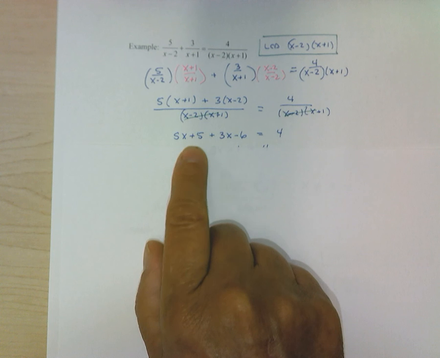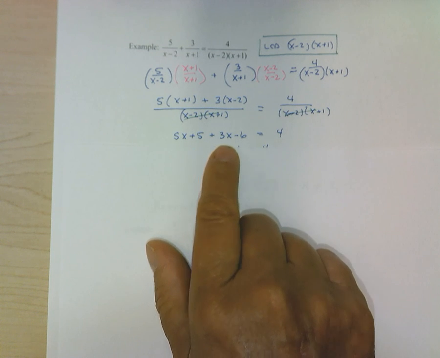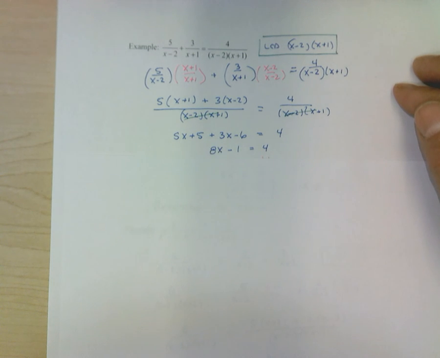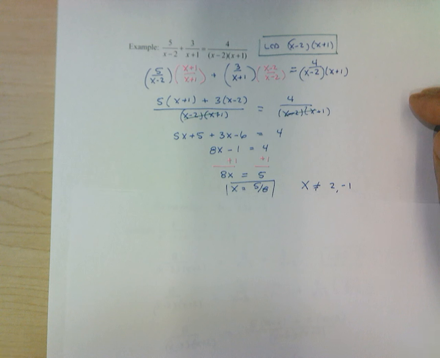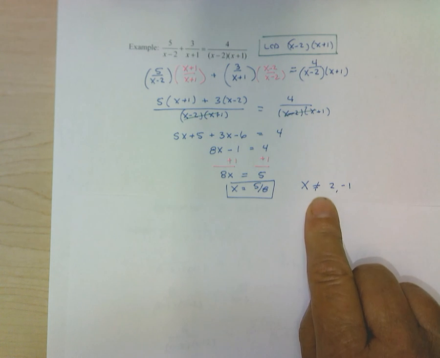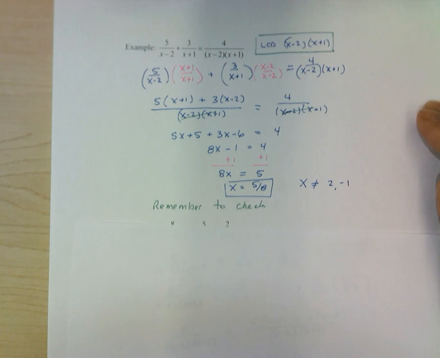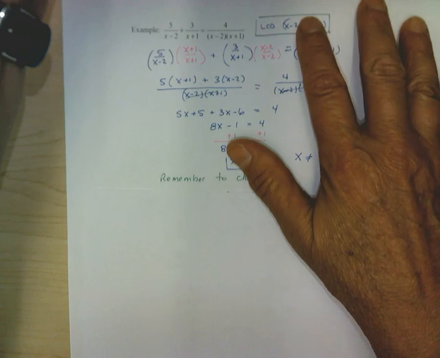Distribute to 5, I have 5x plus 5. Distribute to 3, I have 3x minus 6 equals 4. I'm going to combine like terms. 8x minus 1 equals 4. Add 1 to both sides, I get 8x equals 5. Divide by 8, I get x equals 5/8. And I'm going to go ahead and check my extraneous solutions here. X cannot equal 2 and negative 1, so this one works. And I would double check it. And I did double check this problem.